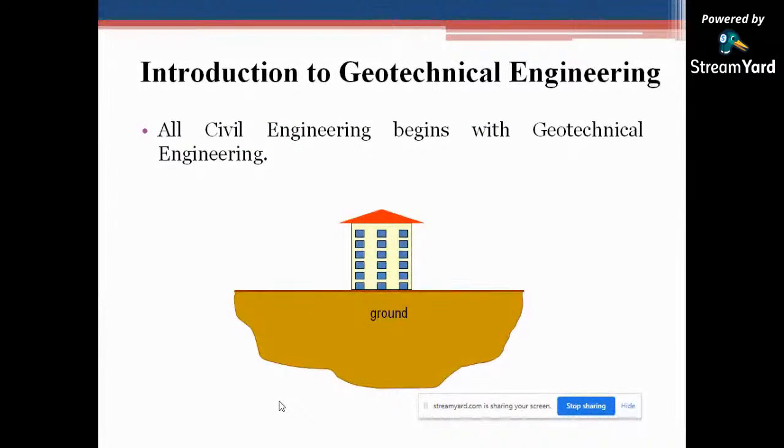Next is introduction to geotechnical engineering. Kindly see the diagram. All civil engineering begins with geotechnical engineering. If you see, this is a certain type of structure which is resting on the ground. So this is the soil which is used for foundation material. Here the ground means this soil is used as foundation material.